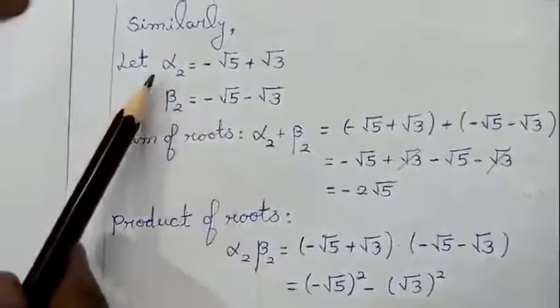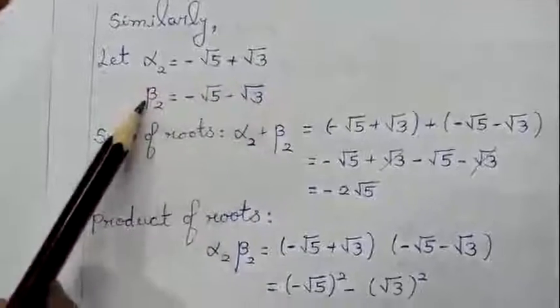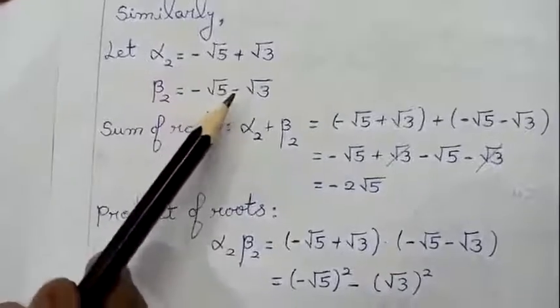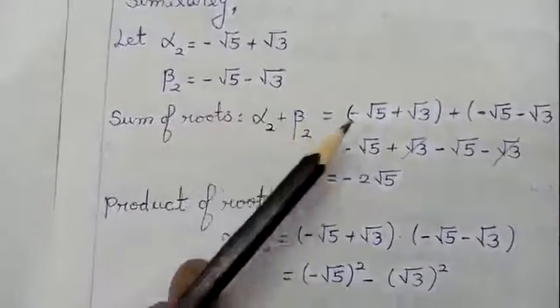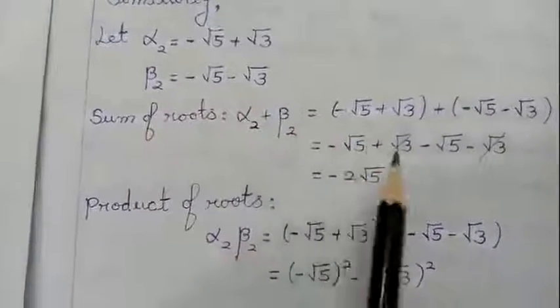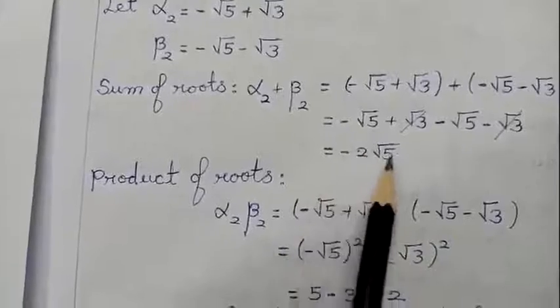Similarly, alpha 2 I'm going to take as root 5 plus root 3, and beta 2 I'm going to take as root 5 minus root 3. Sum of roots, alpha 2 plus beta 2. We are going to calculate. The terms will get cancelled according to the calculation. The answer I'm getting here is minus 2 root 5.